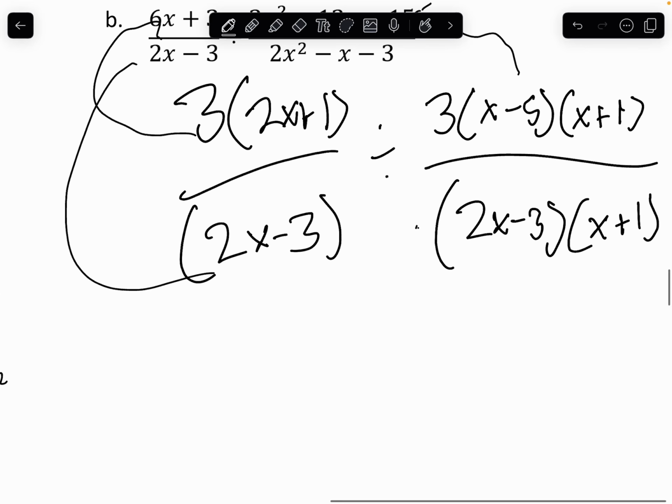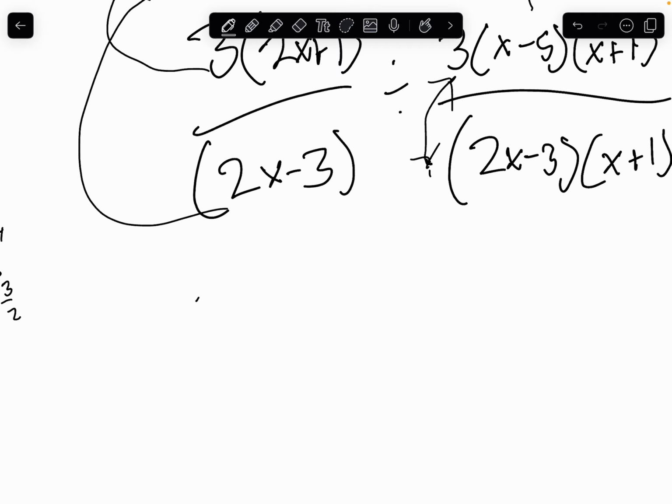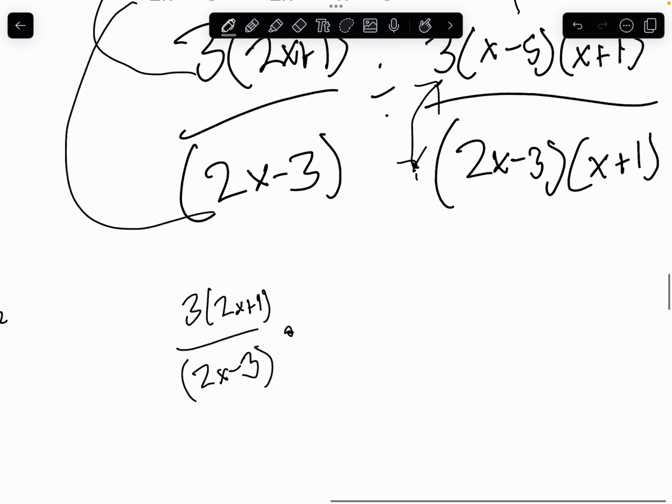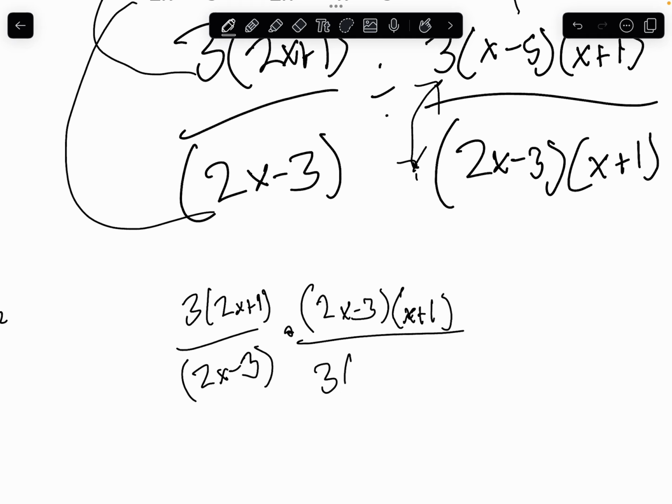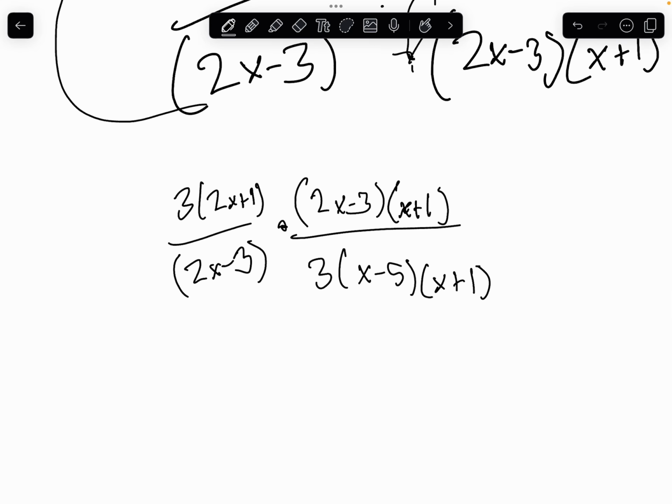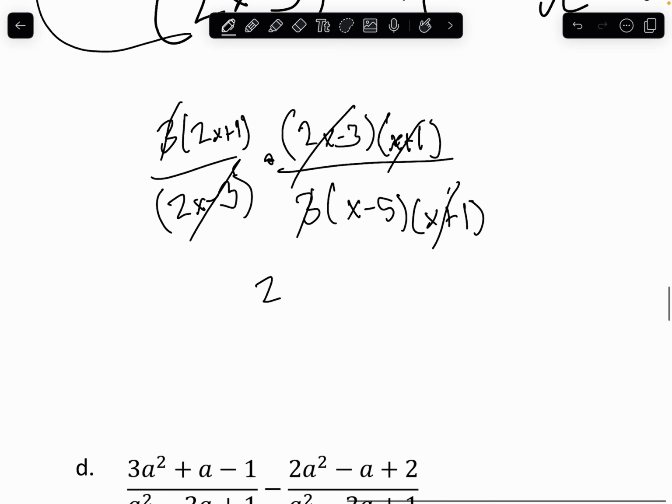Alright, so now for division, you gotta flip the second part of the equation. So we're gonna write 3 times 2x plus 1 over 2x minus 3 times, now you gotta flip them, 2x minus 3 times x plus 1 over 3 times x minus 5 times x plus 1. Now we can, like the other problem, cancel out. So x plus 1 cancels with that. 2x minus 3 cancels there. And 3 cancels with 3. So all we're left with in this problem is 2x plus 1 over x minus 5.